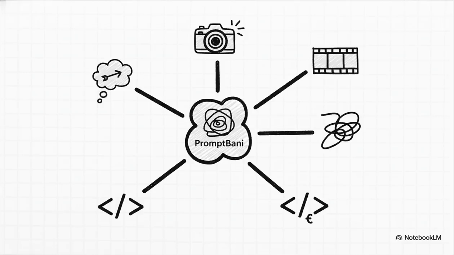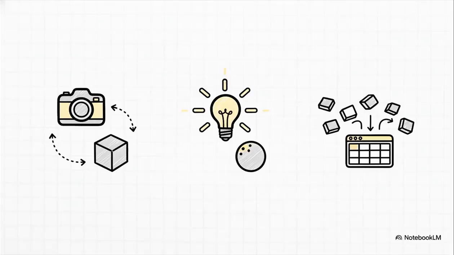Got a really weird, artsy idea that doesn't fit a normal template? Use freestyle mode. And for all you developers out there, it can even output structured JSON or HTML-like tags you can plug right into an application. So what do all these advanced modes really give you? One word: precision. You can control these incredibly specific details. We're talking camera angles in a video or exactly how data is structured for an API. It's a tool that seriously grows with you as your skills get better.